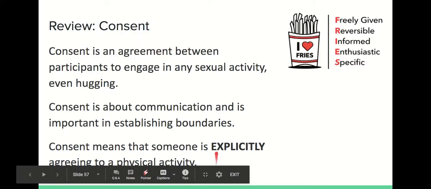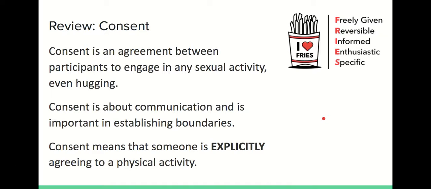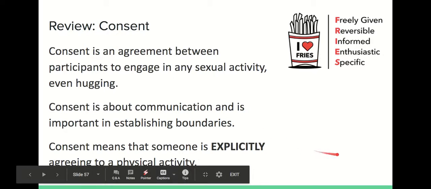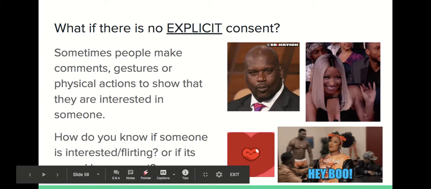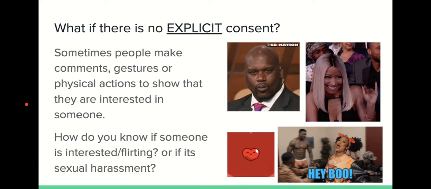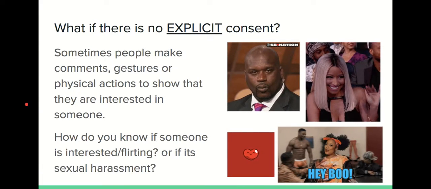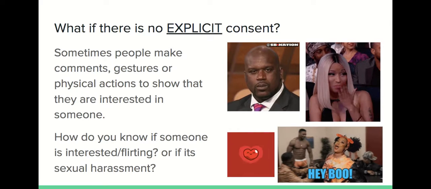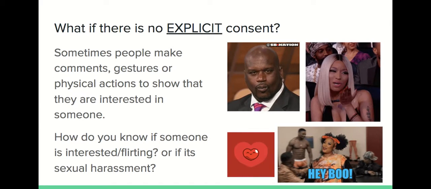Okay, so I want to start by reviewing that consent is an agreement between two people to engage in any sexual activity. Consent's about communication, and it's really important when establishing boundaries. Consent means that someone explicitly agrees to a physical activity. Today, we're going to focus on what it means if there's no explicit consent, so someone's not actively saying that something is okay.